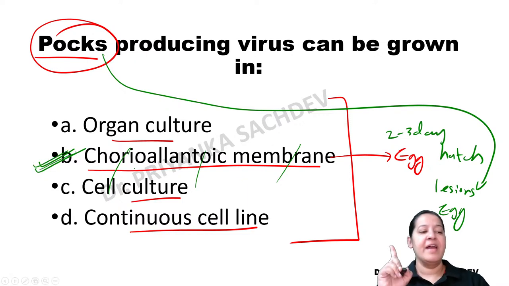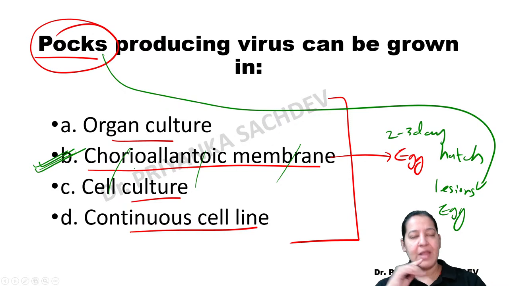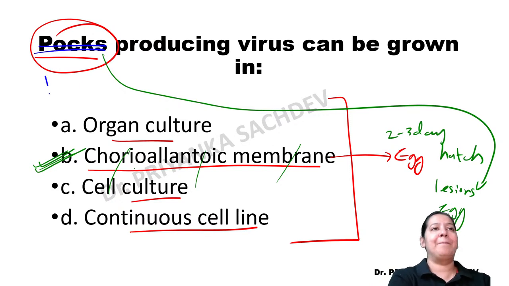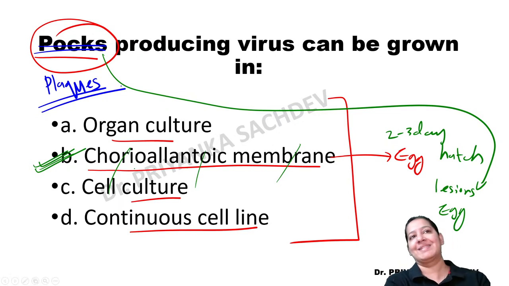Okay everyone, I'm changing this question a little bit. You tell me what the answer is now. Instead of pox, I'm saying plaques. Where are plaques produced? Plaque-producing virus can be seen in what? Where do you see plaque? What is a plaque? Just now I have told you. Now what will you see?